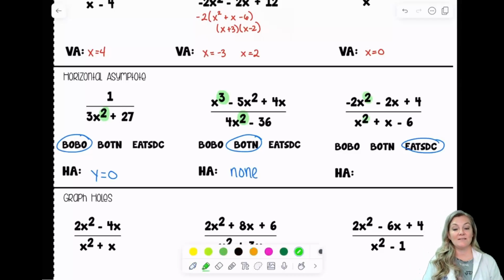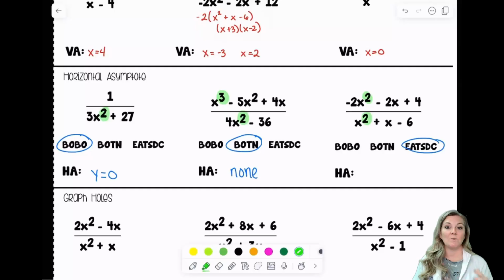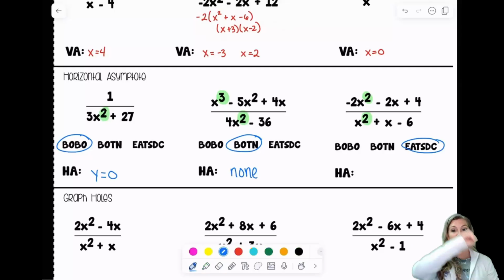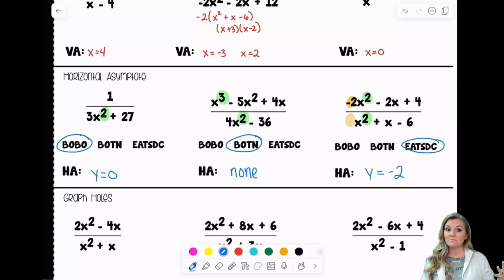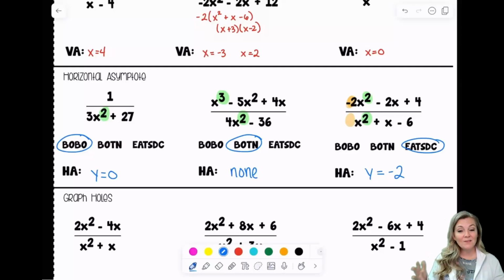And I am going to show you guys these on Desmos so that you can see what these look like. This last one is an EATSDC. My exponents are the same, squared and squared. My largest exponents are the same. So then you're going to divide your coefficients. My coefficients are those numbers in front of those exponents. So I have a -2 and a 1. -2 divided by 1 gives me -2, so my horizontal asymptote is -2. Pretty easy.